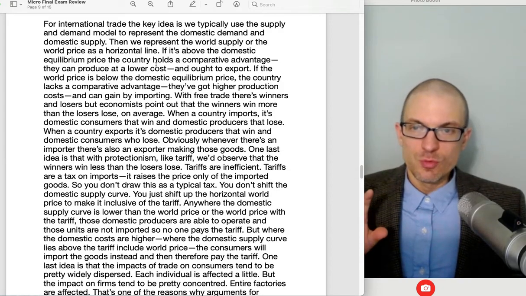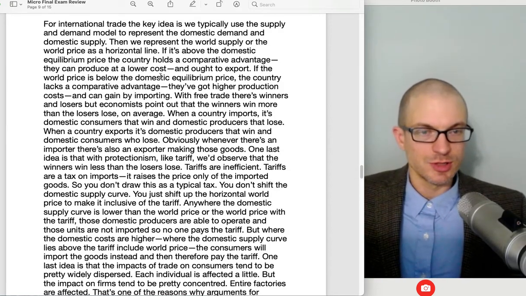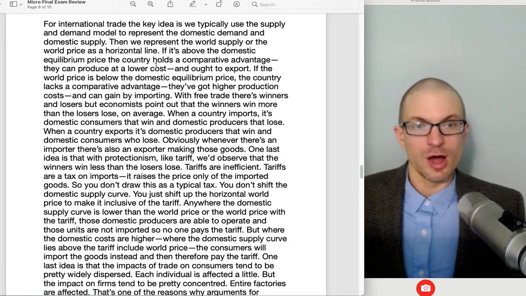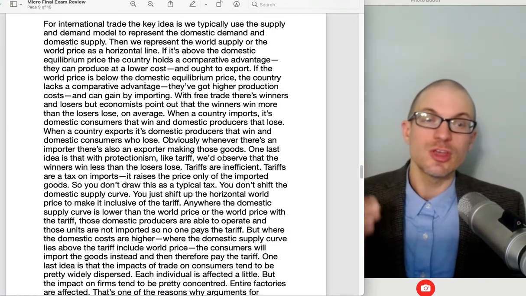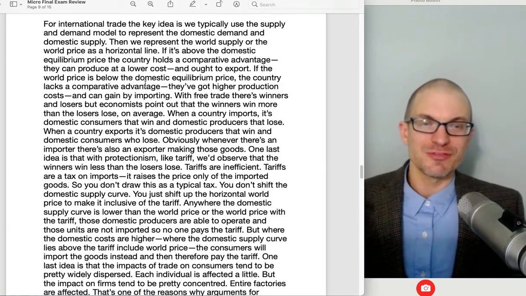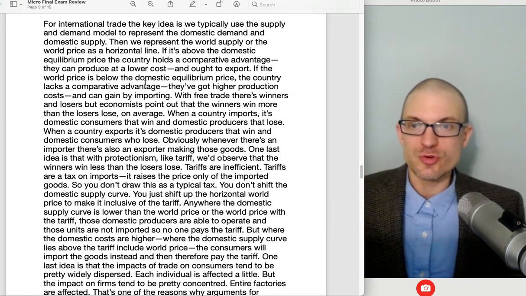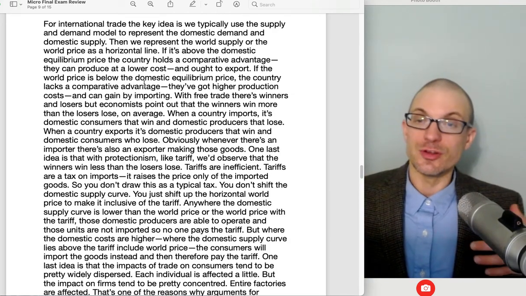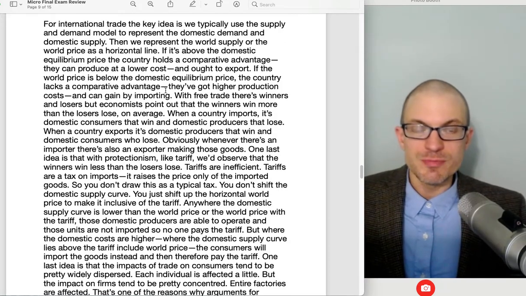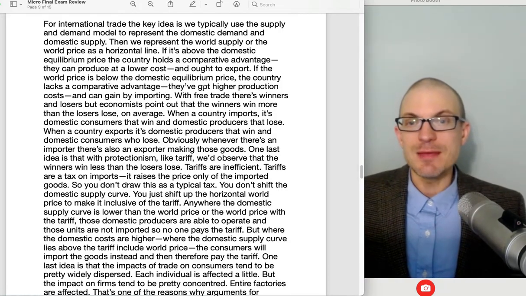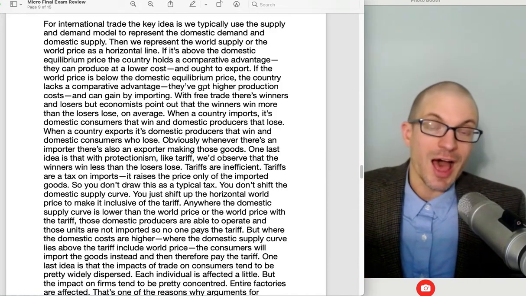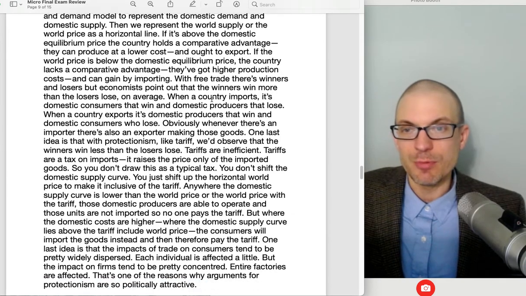If the world price is above the domestic equilibrium price, then the country holds a comparative advantage. They can produce at a lower cost. The domestic price is below the world price, so they ought to export. Domestic producers want to do that because they can find foreign consumers abroad who are willing to pay a higher price than their domestic consumers. If the world price is below the domestic equilibrium price, now we've got an importing situation. The country lacks a comparative advantage. They've got higher production costs, and they can gain by importing.